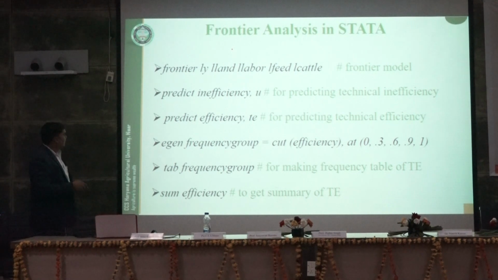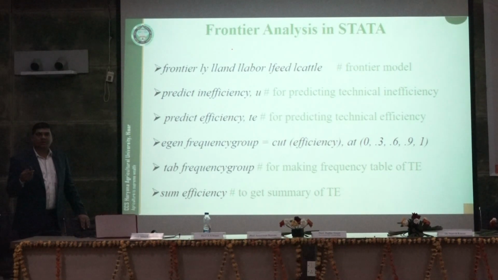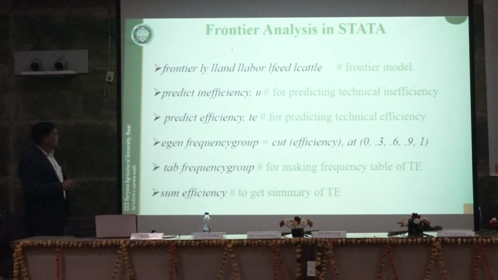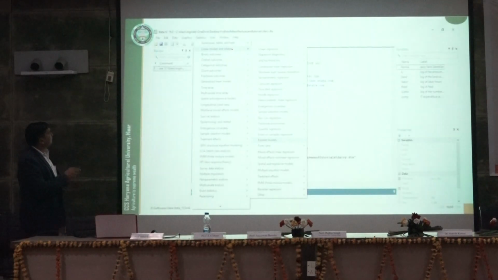Okay, so this is the command. This is again the subsequent command: tab for tabulation of this group, and then summary, SUM, summary of efficiency. You will get the summary, that is mean, standard deviation, and average. You have that much of efficiency. Okay, so now these are the steps.